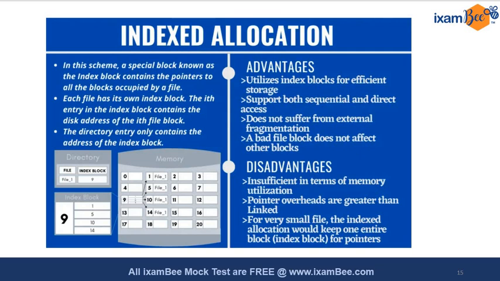And in the index block, if you can see here, if 9 is our index block, it will contain the blocks 1, 5, 10, and 14, which are actually the places where our file is getting stored. Okay, so here the indexed allocation is being used.